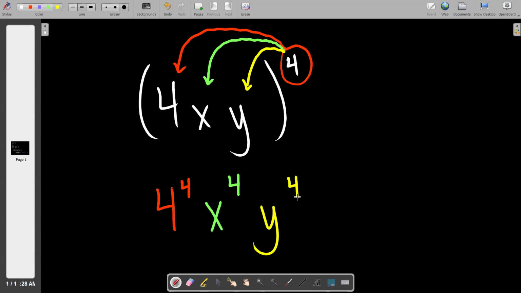But the only math that we have to do in this case is figure out what 4 to the 4th is. That's 4 times 4, 16, times 4, 64, times 4, 256. So 4 to the 4th is 256. So this part would just be 256.